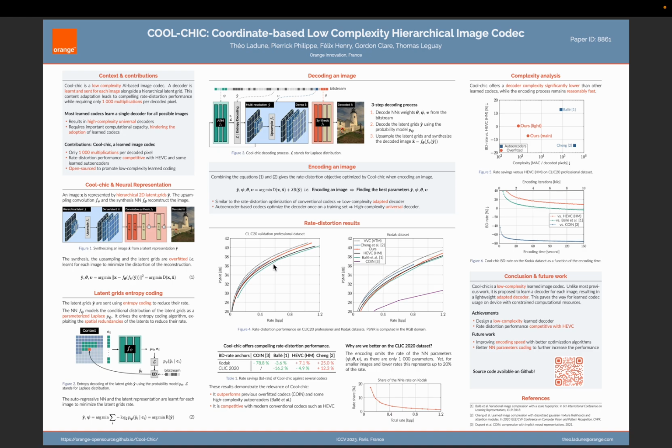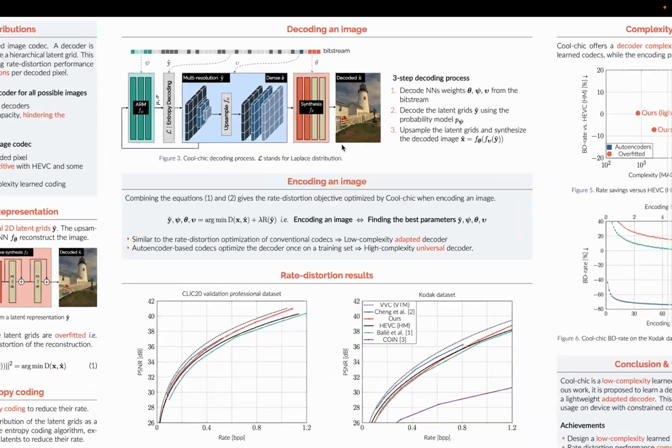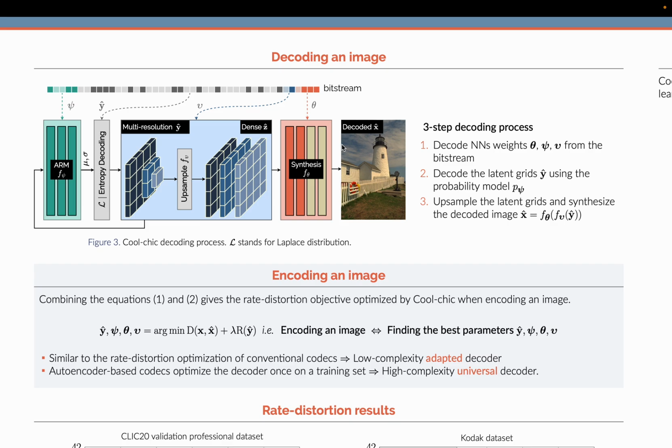In this paper, we propose to do an opposite approach, where instead of learning one universal decoder, we're going to learn one decoder for each image to compress. As such, the complexity of our decoder will be very reduced, since it will be perfectly adapted to the image to compress. So let's see how our decoder works.